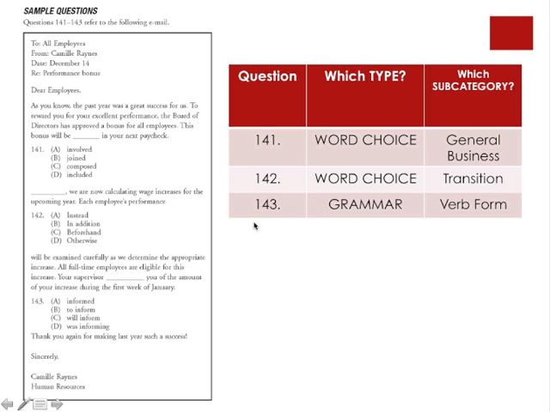And finally, 143, as I mentioned when we looked at it the first time, these appear to be words that have the same basic meaning, but different parts of speech. So in this case, that would be a grammar question, and specifically the verb form. Since they all appear to be in verb form, we're trying to figure out how to use them.